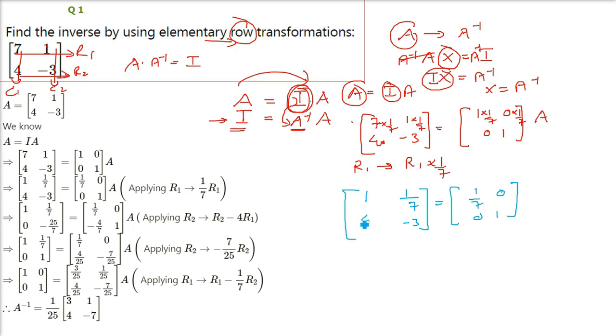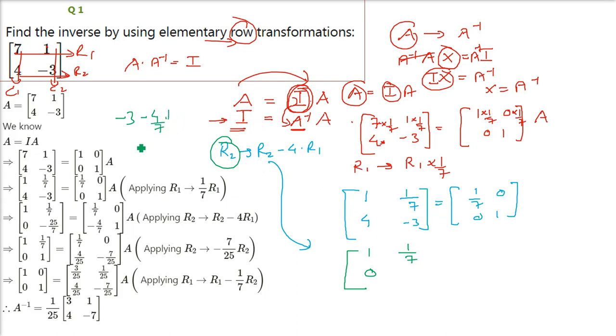Now we'll make this 4 as 0. So row 2 will change: row 2 minus 4 into row 1. Because if you multiply row 1 with 4, you'll get a 4, and you subtract it from row 2, so 4 minus 4 is going to be 0. Essentially the diagonal will have to be 1, and the others will be 0. So we are making one more entry 0. So 4 minus 4 into 1 is 0. Minus 3 minus 4 into 1 by 7. So that is going to give you what value? That will be minus 25 by 7.